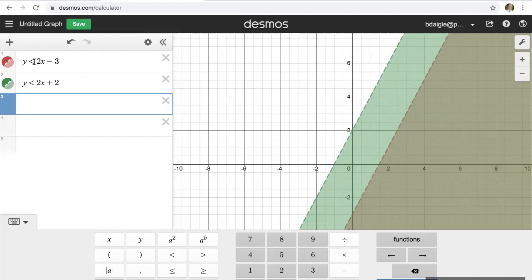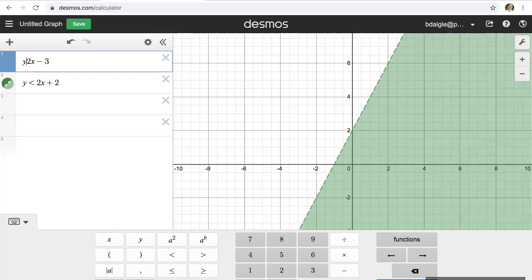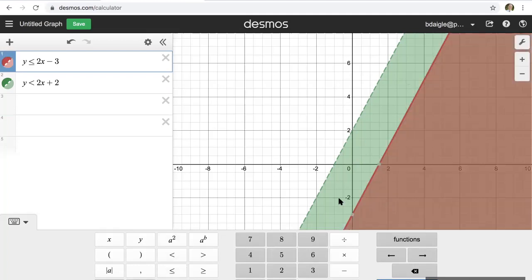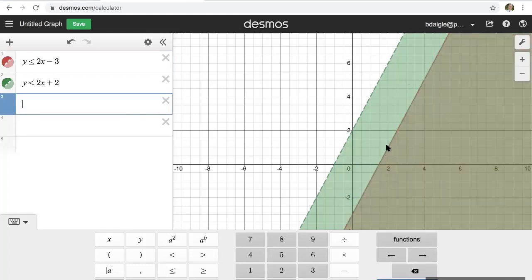Now notice what happens if I change the less than to a less than or equal to. It changes the dashed line into a solid line. Now that means that what is on the line is included in this set of solutions. The dashed line indicates that the border is not a part of the solution set. This solid line means that the solution set includes that.